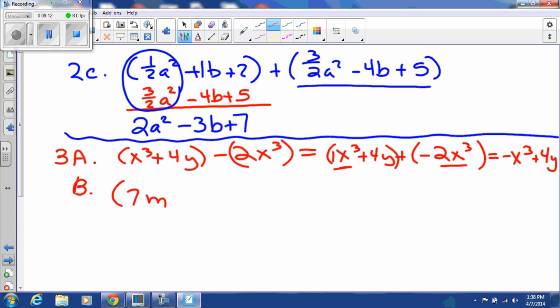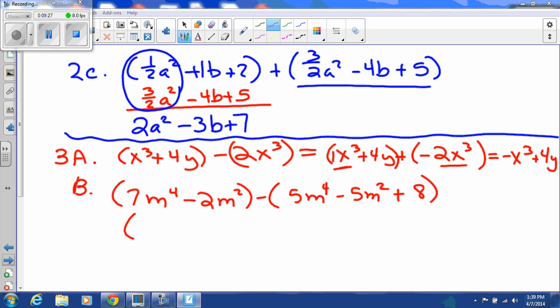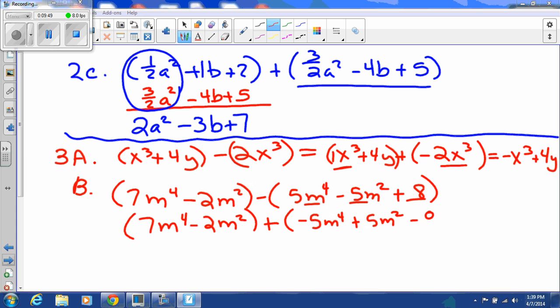Looking at a longer example, 7m to the 4th minus 2m squared minus 5m to the 4th minus 5m squared plus 8. I'm going to rewrite as addition, leaving the first polynomial alone. I'm going to add the opposite of each term in this second polynomial. The opposite of 5m to the 4th is negative 5m to the 4th. The opposite of minus 5m squared is plus 5m squared. The opposite of 8 is negative 8.